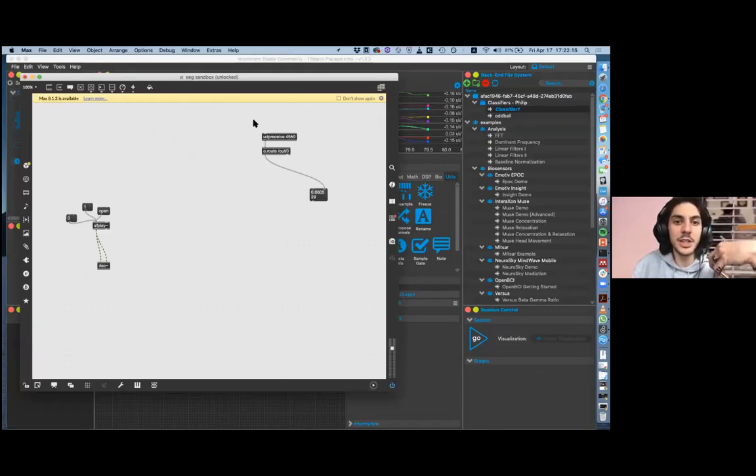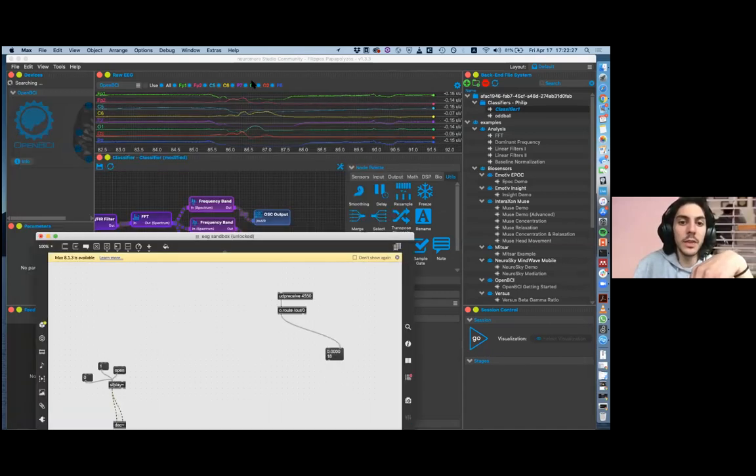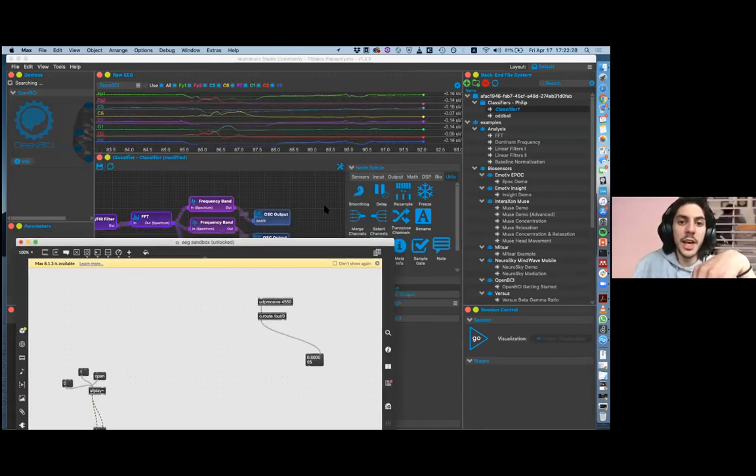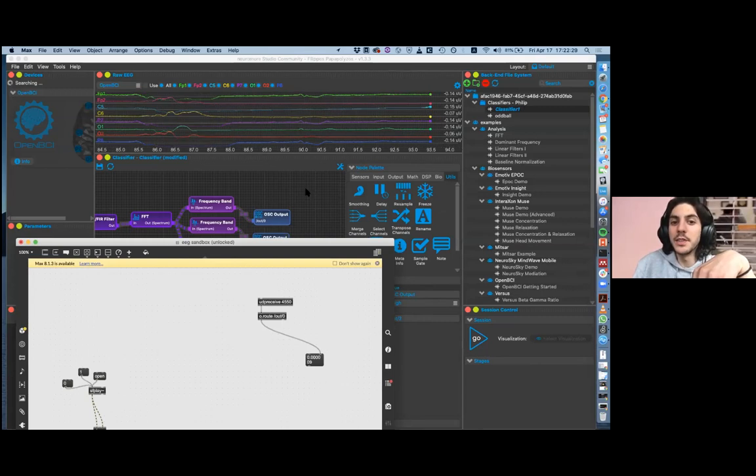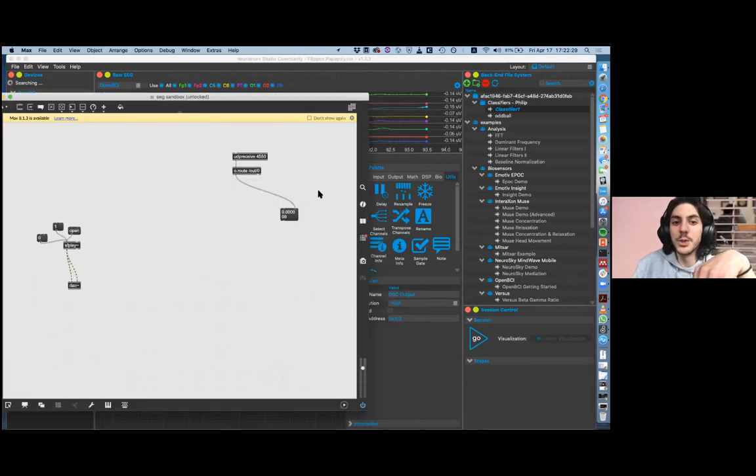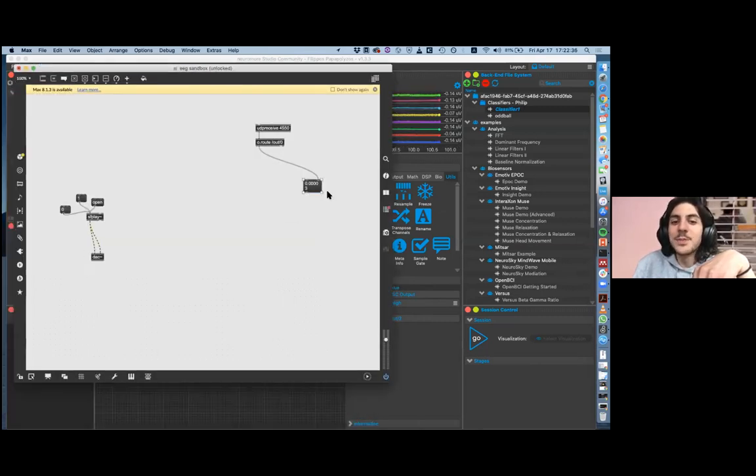And as you can see, this is the port coming out from this software and going into this software. And I'm routing this output, which is the alpha band, I think. And this is a raw signal, right? So yeah, it's pretty simple.